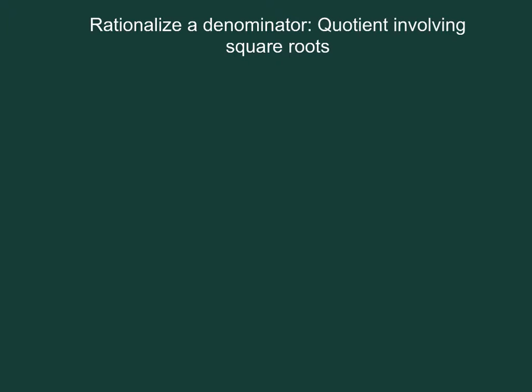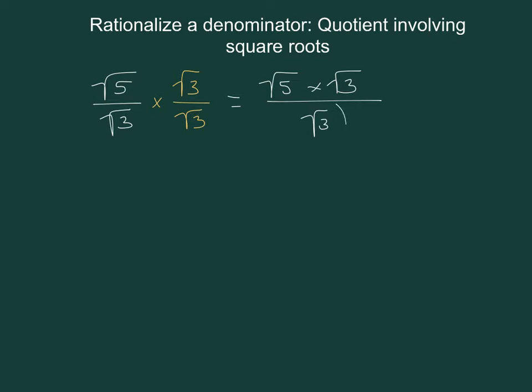Okay, rationalizing a denominator is actually extremely simple. So if I have the square root of 5 over the square root of 3, all you have to do to rationalize a denominator is multiply top and bottom by whatever's in the denominator. Okay? Reason being is because what you'll get is square root of 5 times square root of 3 all over the square root of 3 squared.